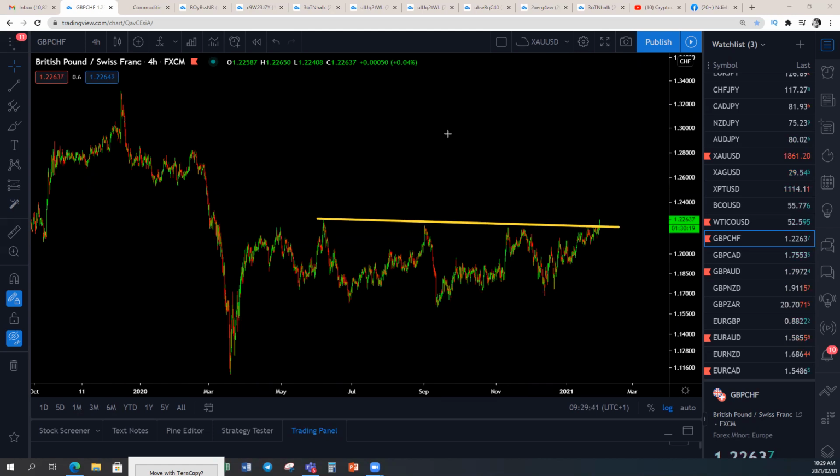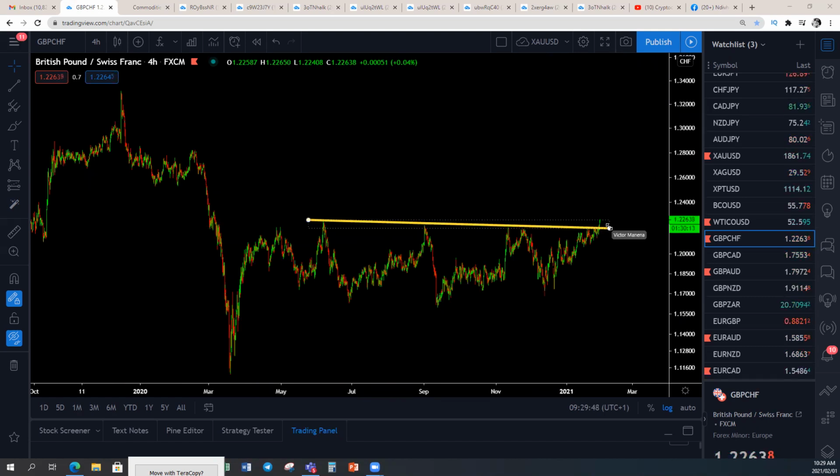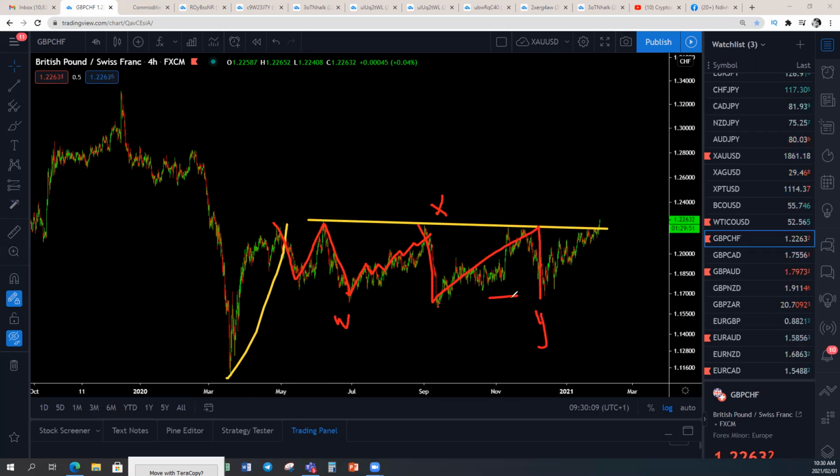This is the corrective structure that we're looking at. If this corrective structure completes, then we should see a resumption of the move to the upside on this pair here. So this is our move to the upside, and we could be looking at this as 1, 2, 3, which is a W. X. Is this a Y? If this is a Y, that means the correction has ended, and this move to the upside has already resumed.